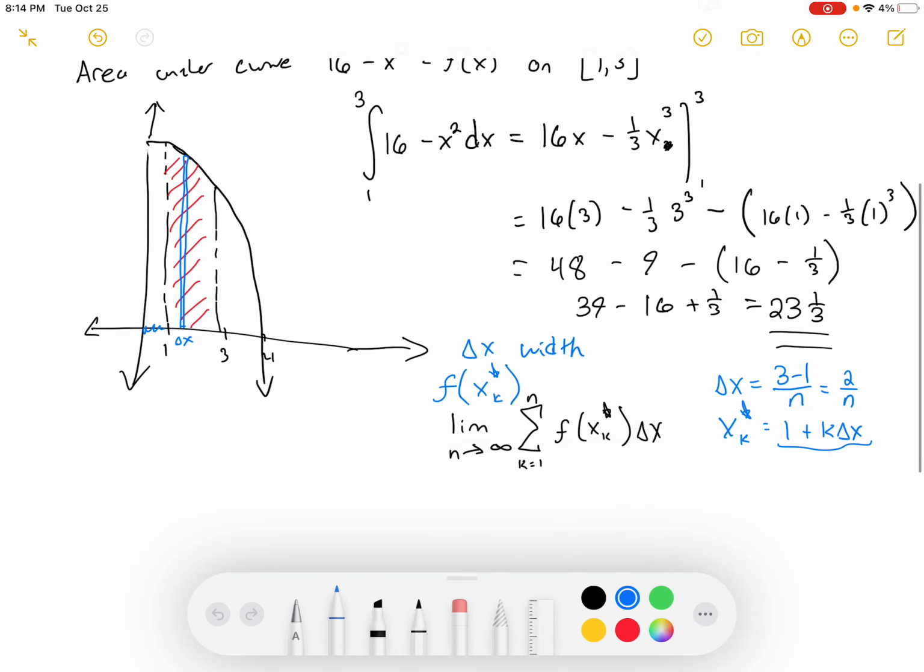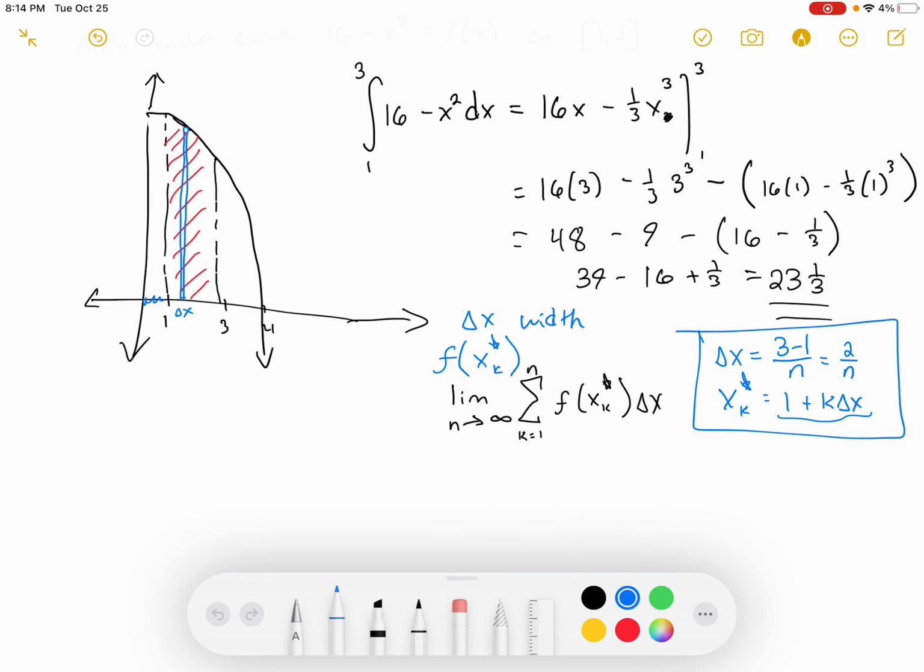So now let's plug some of those back in. This is my little aside that we're going to use. If I want to consider this new limit, the limit as n approaches infinity of the sum of the value of my function for the kth rectangle, that's the height, times the width, delta x, we can do a lot of substitution. This is the limit as n goes to infinity of the sum, k equals 1 to n, of f of 1 plus k delta x, times delta x. Well, I know what f is: f is 16 minus x squared, so I can plug this value into 16 minus x squared.